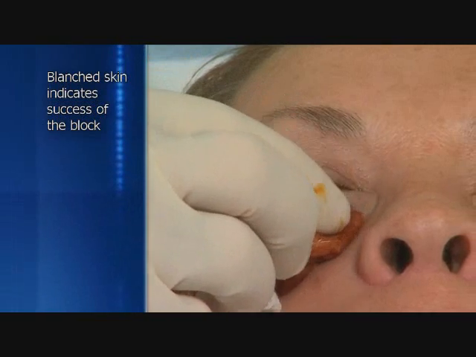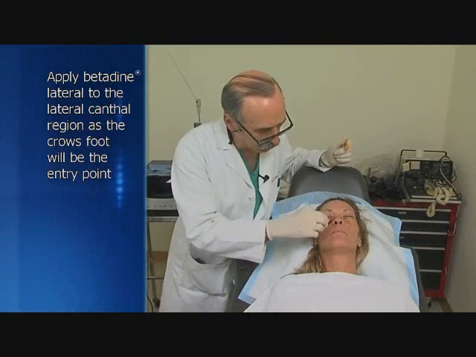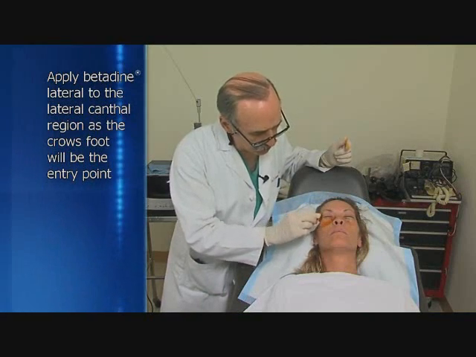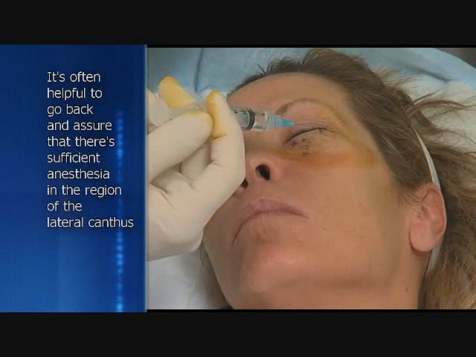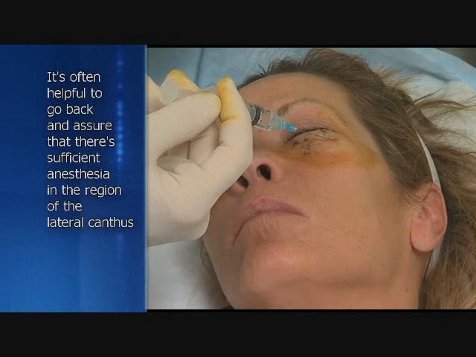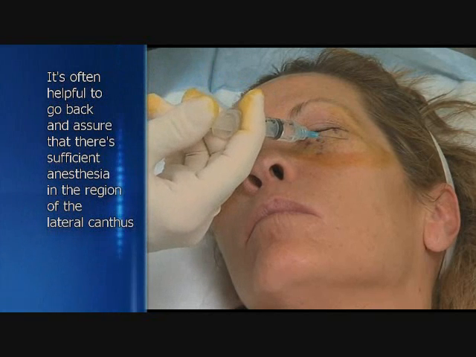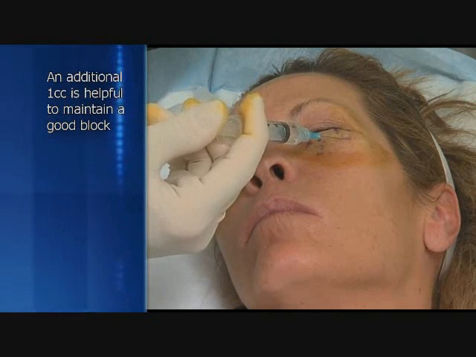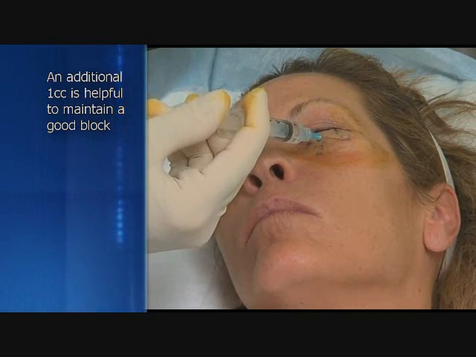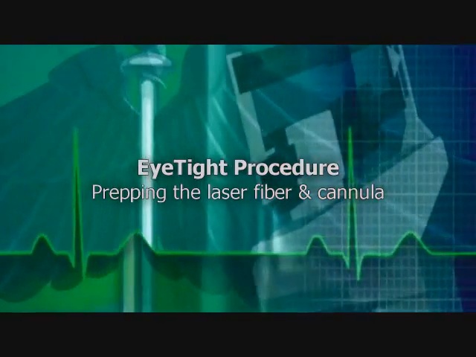The lower eyelids are prepped with betadine. Be sure to go lateral to the lateral canthal region because the entry point goes in the crow's foot. It's often helpful to go back and assure that there's sufficient anesthesia in the region of the lateral canthus. An additional 1 cc is helpful to maintain a good block.